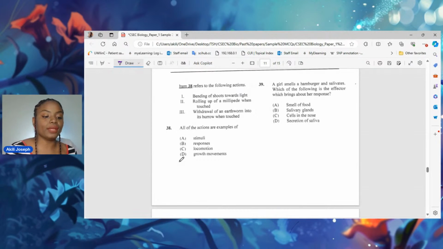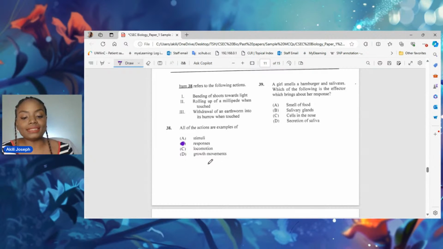Item 38 refers to the following actions: bending of shoots toward light, rolling up of a millipede when touched, withdrawal of an earthworm into its burrow when touched. All of these are examples of, it's going to be stimuli, responses, C, locomotion, or D, growth movements. Right? So these are all responses, which is a combination of growth movements for your plants, as well as showing you movement, locomotion in your animals.